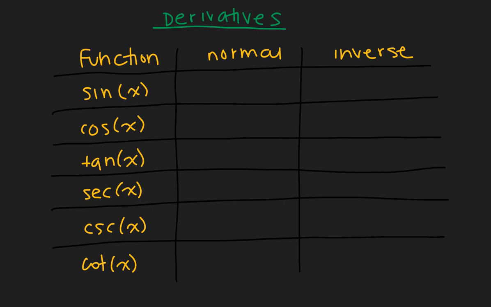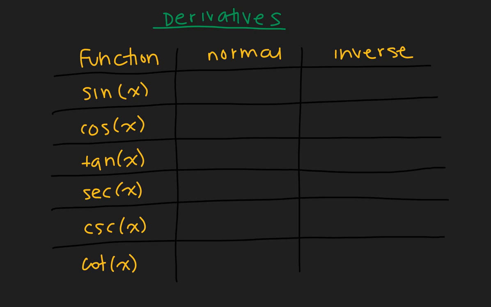Today I'm going to be talking about how you could memorize the derivatives of the trig functions and also their inverse. By inverse, I mean something like sine inverse of x, so this would be the inverse of the function. First, let's write down the derivatives and see what types of commonalities we see.